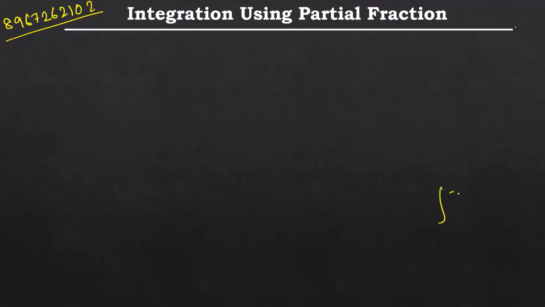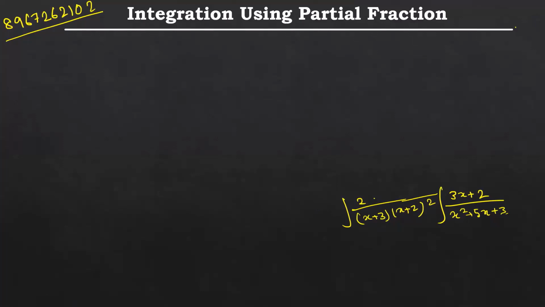Suppose this type of integration comes, that means (3x + 2) by (x square + 5x + 3). Or suppose this type of integration comes, the integral of (2x + 2) by (x + 3)(x + 2), or maybe there is (x + 2) square. If this type of integration occurs, first we have to partially factorize that term. Then we can use the integration.